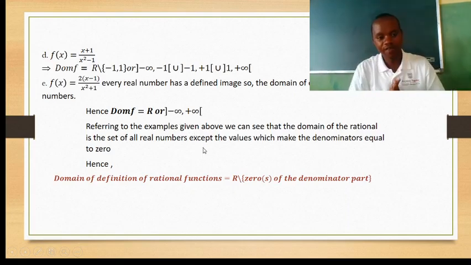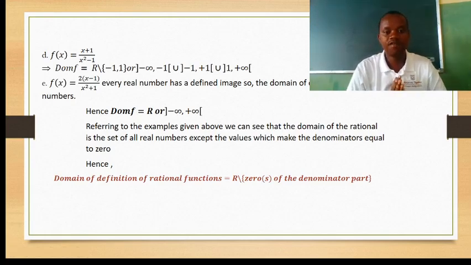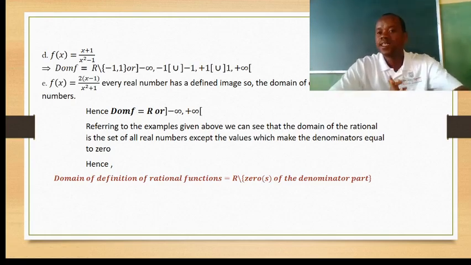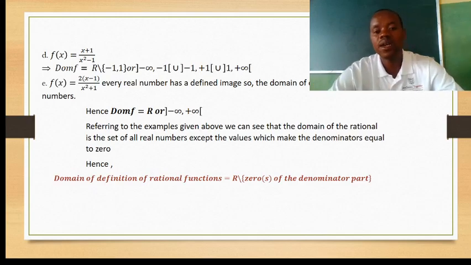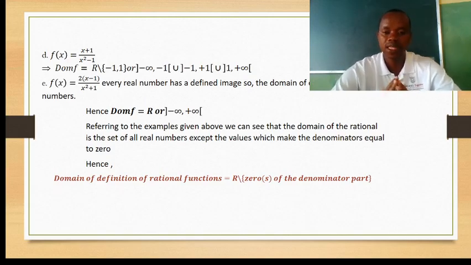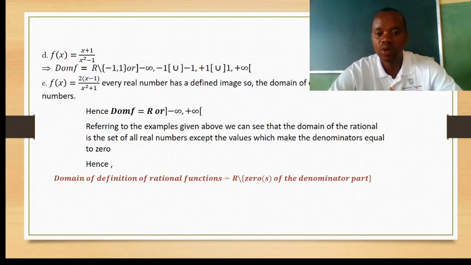Now, referring to the examples given above, what can you say about those examples? You can see that the domain of definition for rational functions is the set of all real numbers except, or with removed, the values which make the denominator equal to 0.